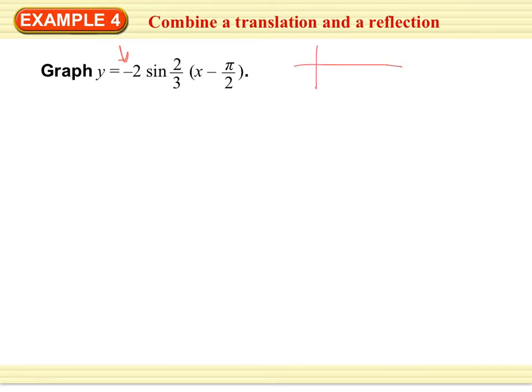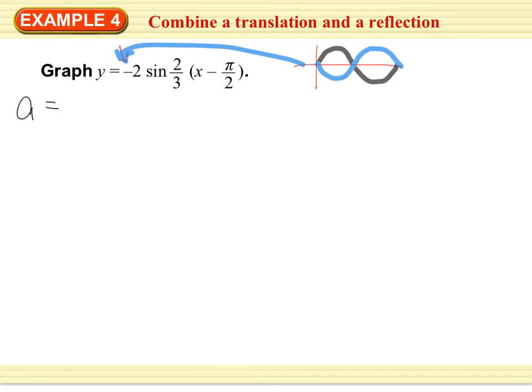For instance, a sine function, which would usually go like this, when you reflect it, it just goes the opposite direction. So that right there is because of the negative leading coefficient. So that's all that really changes. So let's go ahead and set up everything.